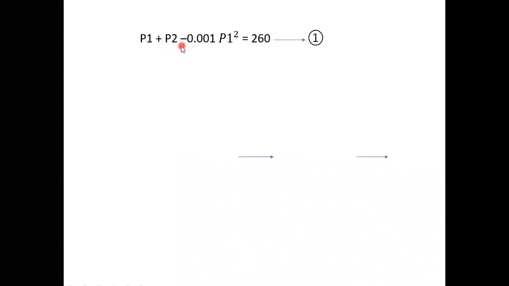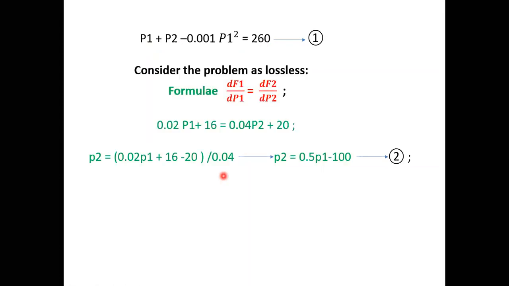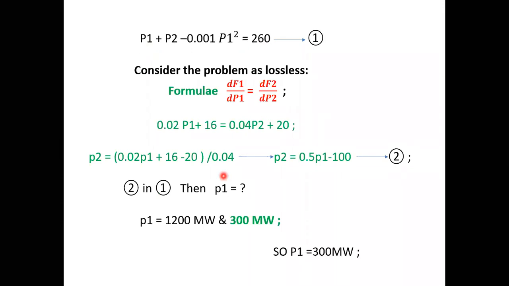P1 plus P2 minus B11 into P1 square, this is nothing but PL, is equal to PD. What is the value of PD in this example? 260. So like this, you will get the first equation. Is it clear? Roll number B8. Okay, thank you. So this is nothing but the solution of this problem.